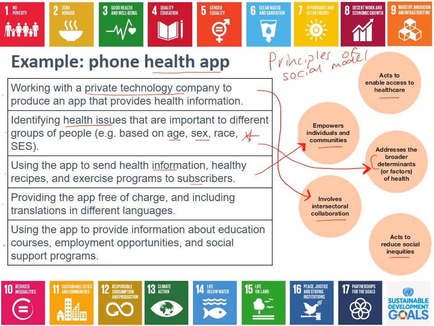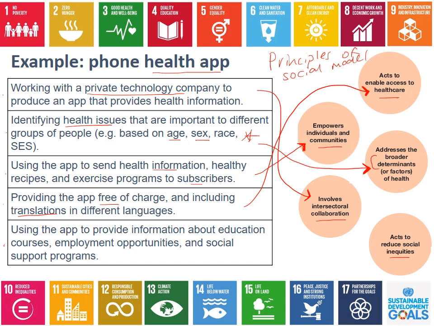The app is provided to people for free, so it's not just for people who can afford it, and it's also got translations. So if maybe you don't come from an English-speaking home, you could get it in a different language, which means that people can access it. It's not costing any money, and they're making it easier to access in a different language. So this is an example of acts to enable access to healthcare. Access is not only about being in a physical location. It can be things that make it easier to access something.